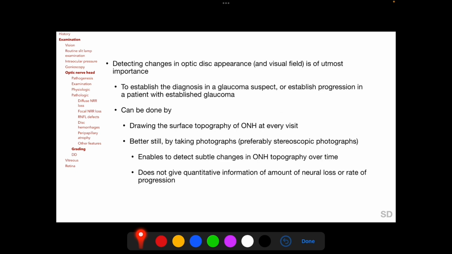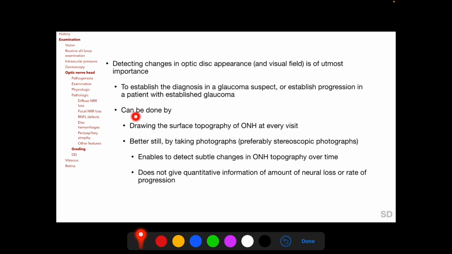Since in many situations findings on clinical examination and investigations between normal individuals, glaucoma suspects and glaucoma patients overlap, detecting longitudinal changes over time in optic disc appearance and visual field loss, which we'll be discussing in the next session, is of utmost importance to establish diagnosis in a glaucoma suspect or to establish progression in a patient with a prior diagnosis of glaucoma.